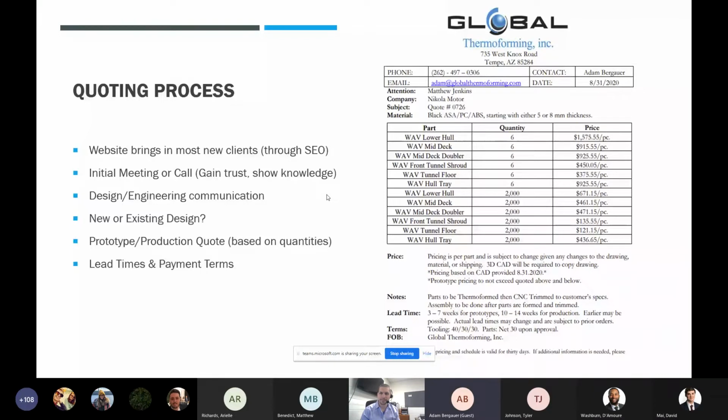Most people, like I said earlier, when I say that we're ISO 9001 certified, it basically gives them confidence that we know what we're doing, which isn't always the case.